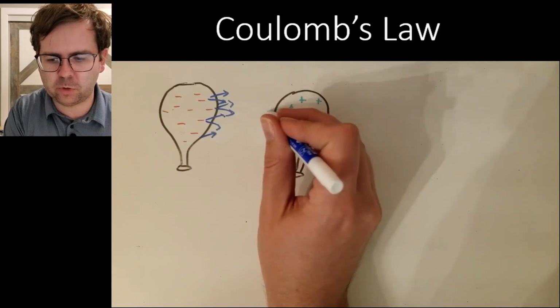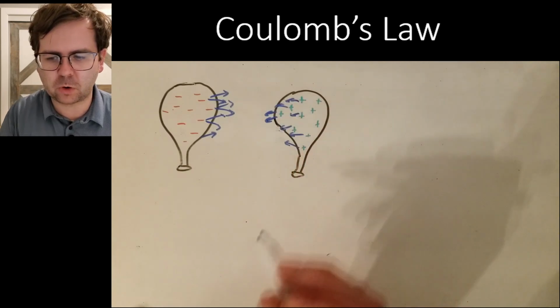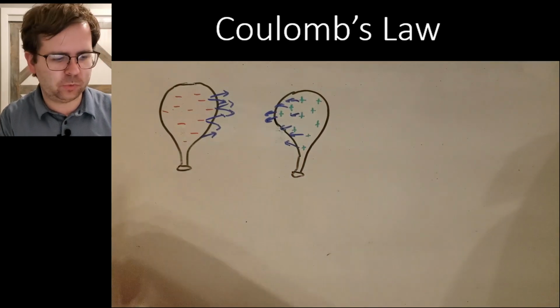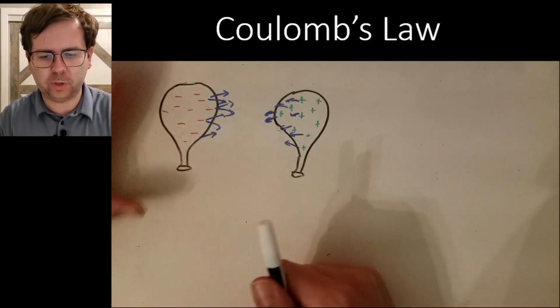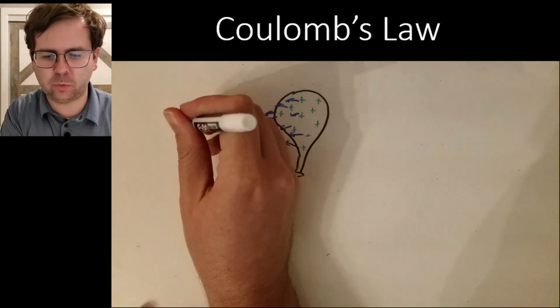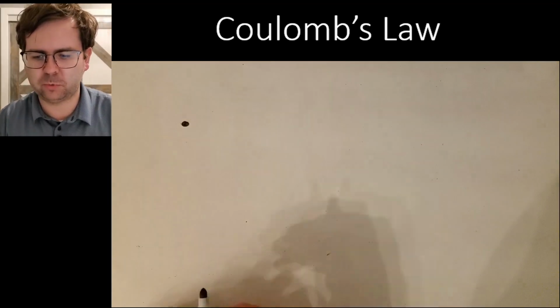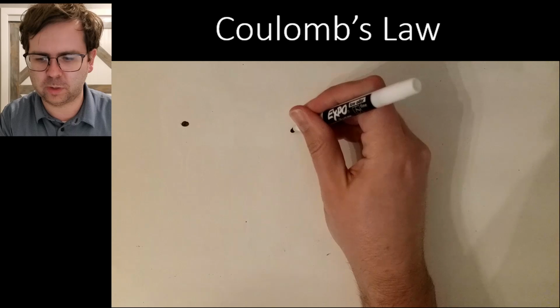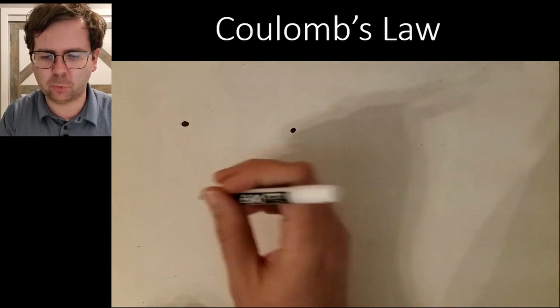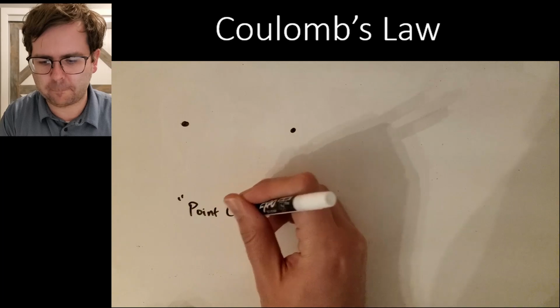And in order to do that, what we do in physics is we take situations that are complicated like this and we simplify them down to a point. And so we'll take this balloon and we will simplify it to a single point. And likewise, we'll take this balloon and simplify it to a single point as well. And these are called point charges. And I think you can see why.